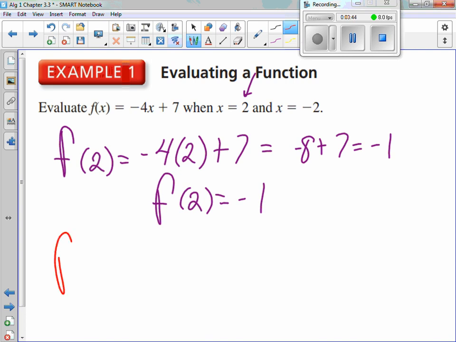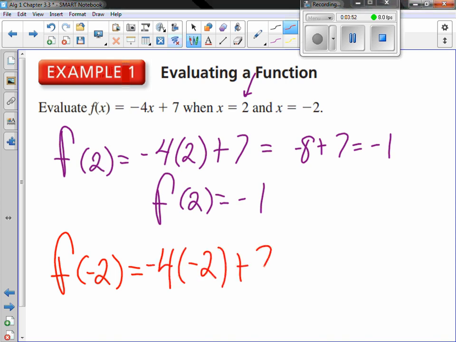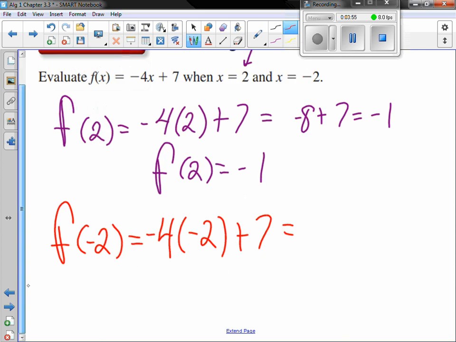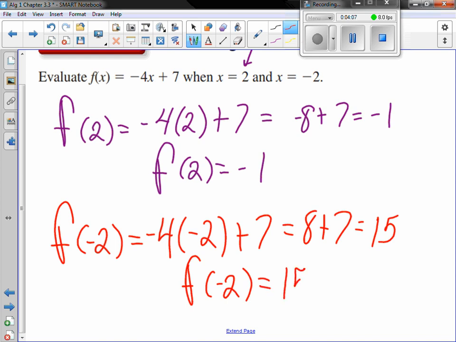Now let's do the other one, f of negative 2. That would be negative 4 times negative 2 plus 7. A negative times a negative would be a positive, so that's 8, and 8 plus 7 is 15. So f of negative 2 is 15. Questions on this here? Any questions on anything so far? Are you good with all this? Yes? No? Maybe?